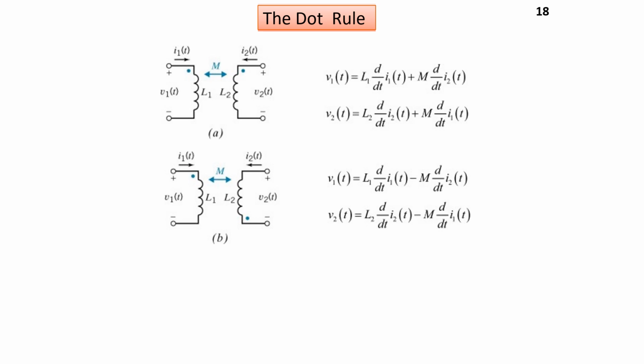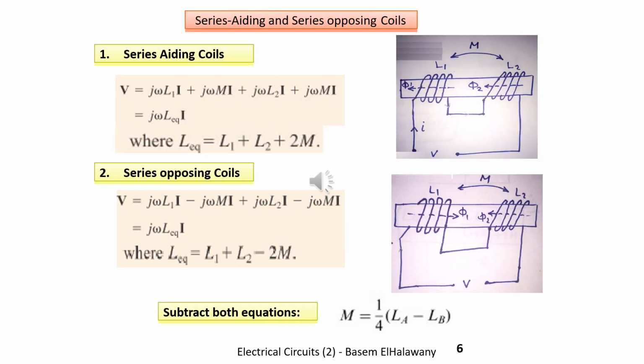I1 of t. Series aiding. In this connection, two coils are connected in series such that their induced fluxes or voltages are additive in nature. Here, currents I1 and I2 are nothing but current I, which is entering the dot for both the coils.